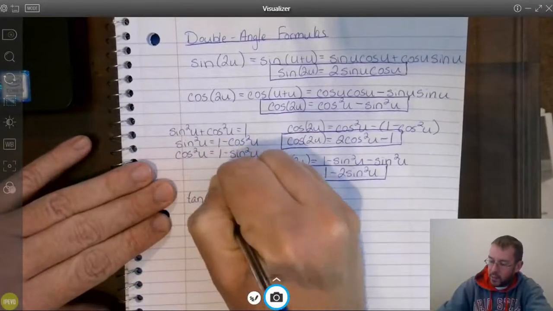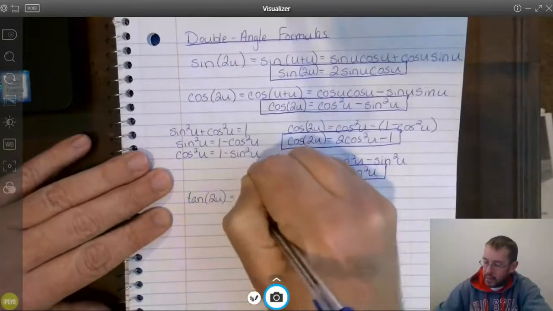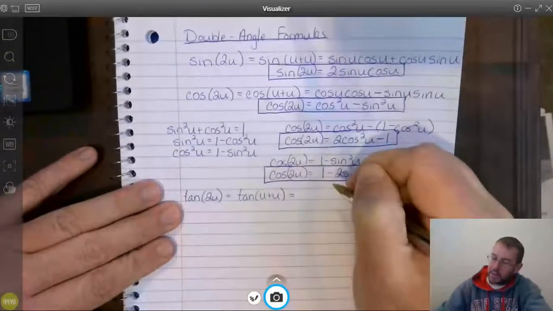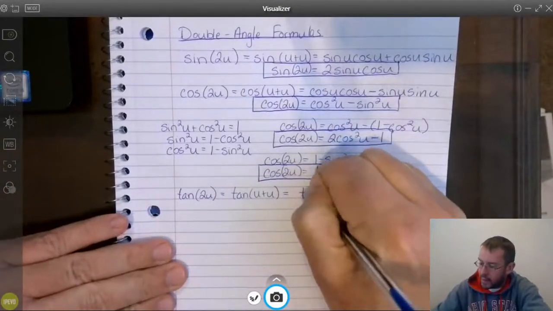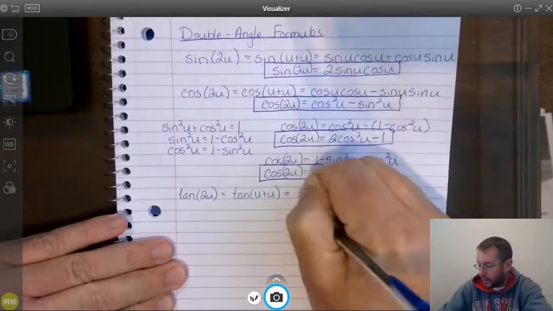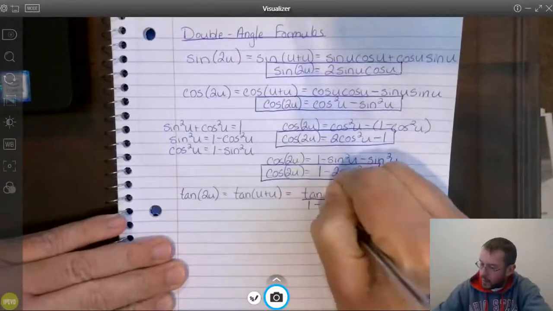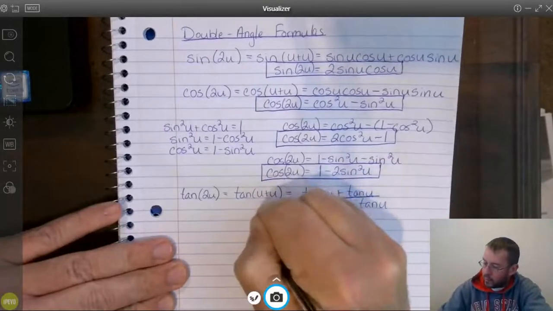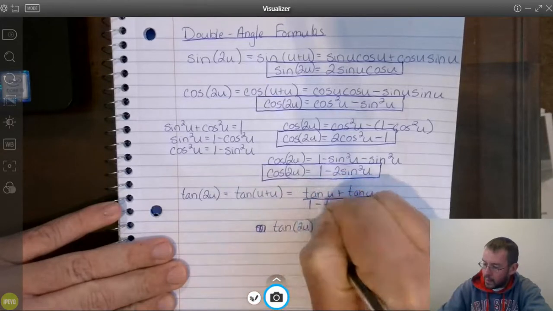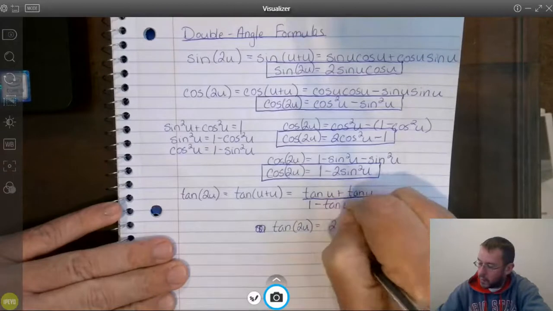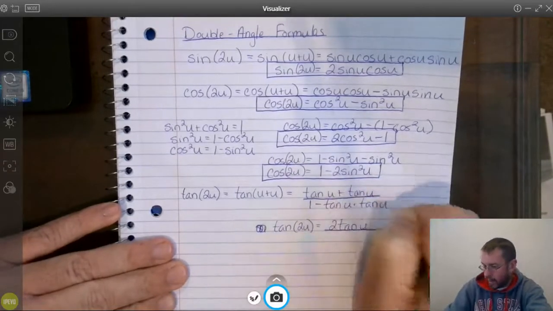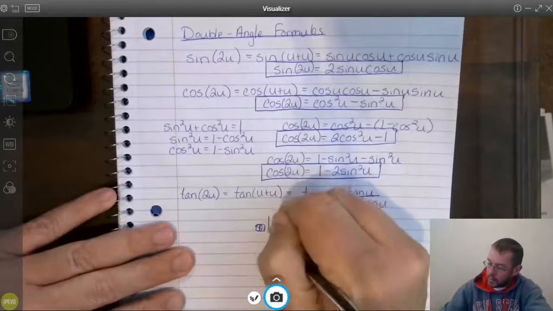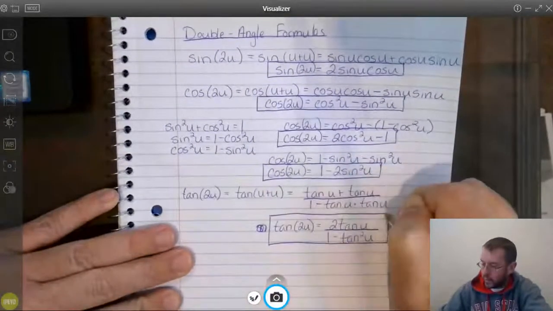So if I want tangent of 2u, again, I can rewrite that as tangent of u plus u. If I use my sum formula from last week, we could rewrite this as tan u plus tan u, all over 1 minus tan u times tan u. Well, tan u plus tan u is simply 2 tan u, and tan u times tan u is tan squared u. So here is my double angle formula for tangent.